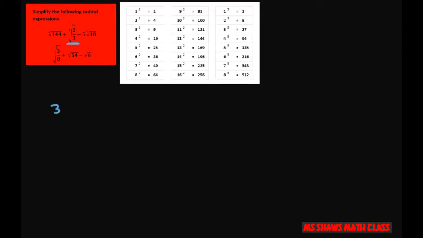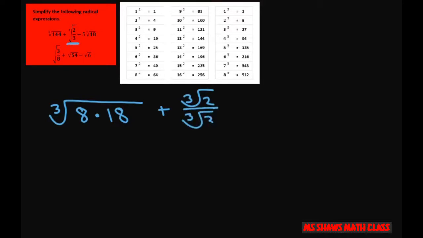So the first thing I'm going to do is pick a perfect cube that divides 144, and that's 8. So 8 times 18 gives you 144. Then you have plus, I'm going to split this up, cube root of 2 divided by cube root of 3. You can't have a radical in the denominator. So what I'm going to do is multiply this by 3 times cube root of 3 divided by 3 times cube root of 3.